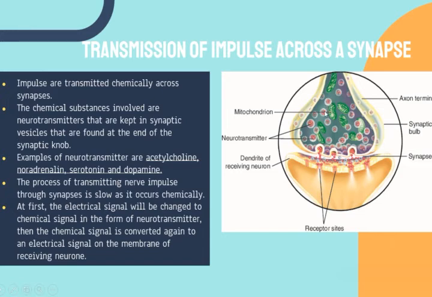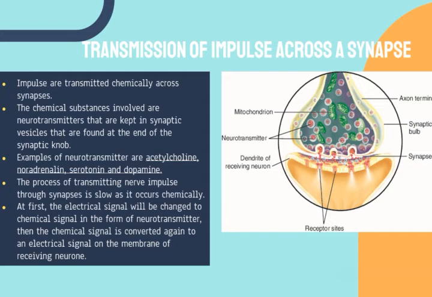And the neurotransmitter here will be converted again to the electrical signal once it reaches the membrane of the dendrite of the other neuron here. Okay, later we will discuss the transmission of the impulse across a synapse.